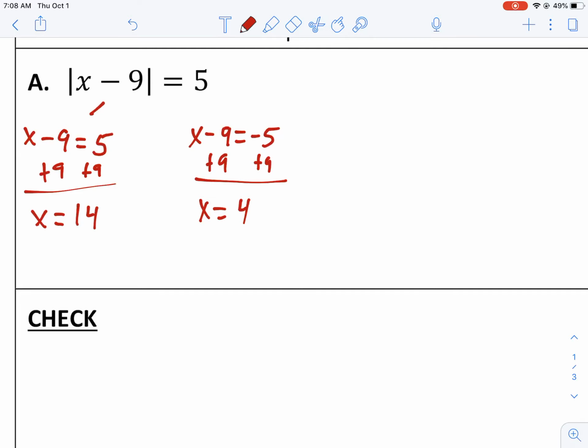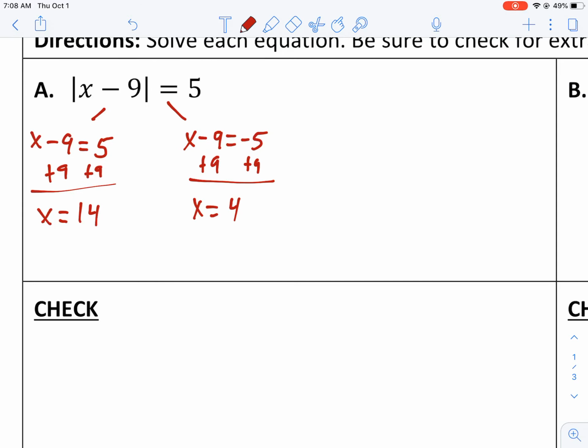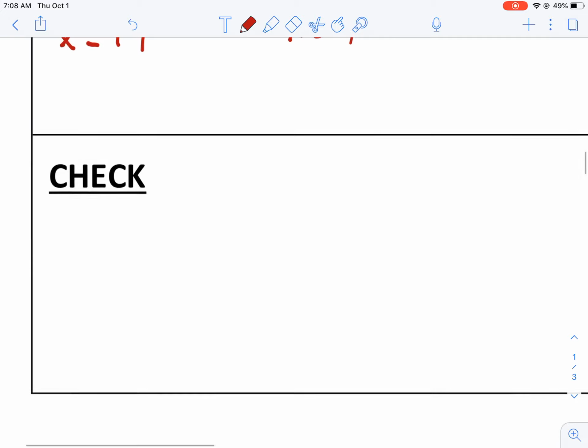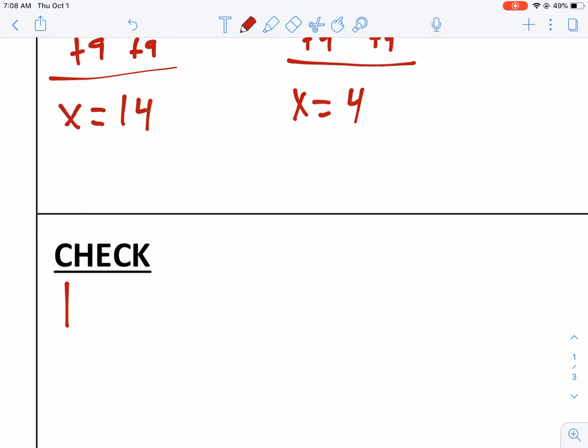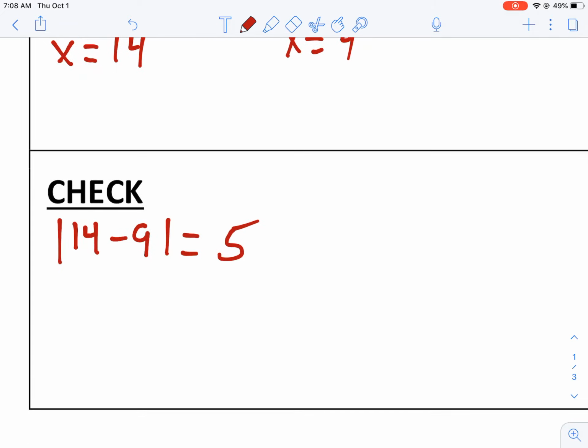Now, the thing is that you have to check to make sure your answers are real answers. I know that doesn't make sense, but sometimes with absolute values, some fake math goes on, and you could get an answer that's not a real answer. So you need to plug them in. So we're going to plug in 14. All right, so we've got 14 minus 9 equals 5. 14 minus 9 is 5, so we get absolute value of 5 equals 5, and that's true, right? That gives us 5 equals 5. So this is a real solution.